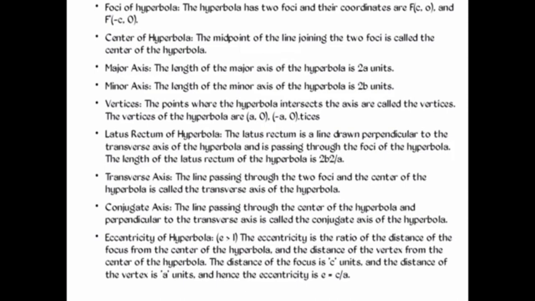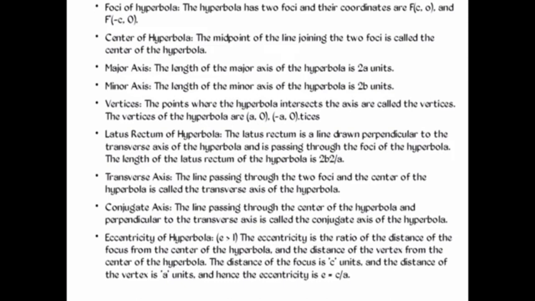Next is the major axis. The length of the major axis of the hyperbola is 2a units, while the length of the minor axis of the hyperbola is 2b units. Next are the vertices. The points where the hyperbola intersects the axis are called the vertices. The vertices of the hyperbola are (a, 0) and (negative a, 0).